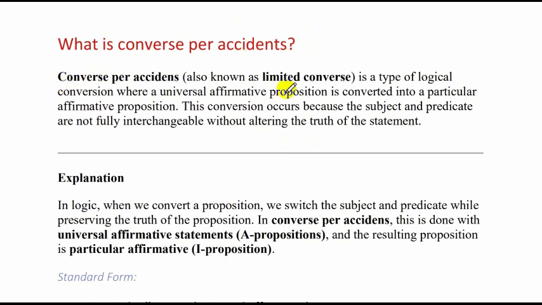Converse per accidence, also known as limited converse, is a type of logical conversion where a universal affirmative proposition is converted into a particular affirmative proposition. So there is a conversion of universal affirmative proposition into particular affirmative proposition. We will explain this further by looking at examples. This conversion occurs because the subject and predicate are not fully interchangeable without altering the truth of the statement. You'll understand this as we go down and look at the examples.